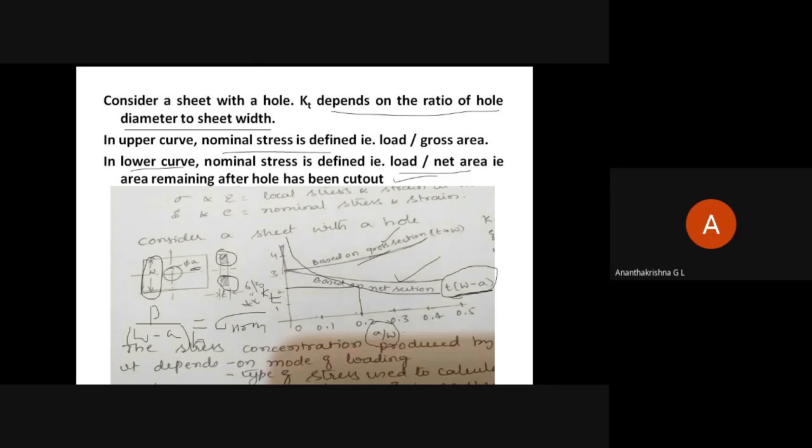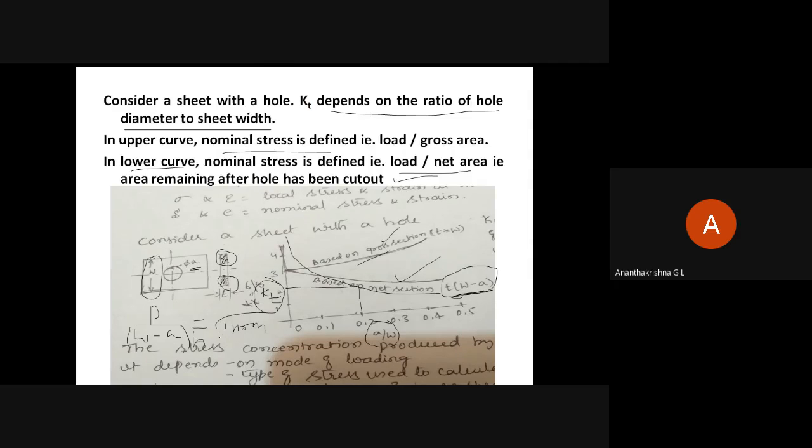So what we used to do is take the A by W ratio, go to the required curve in our data handbook, travel upward till you touch the curve, then travel leftwards, and we get the value of KT. Then sigma nominal is equal to P by W minus A into T. That will give you effectively the area of this actual portion only.